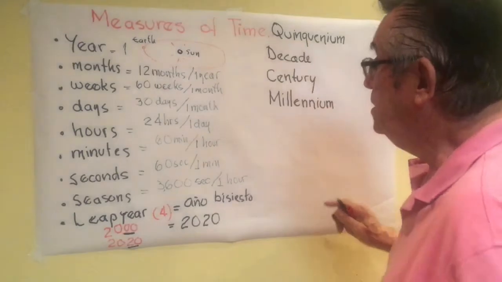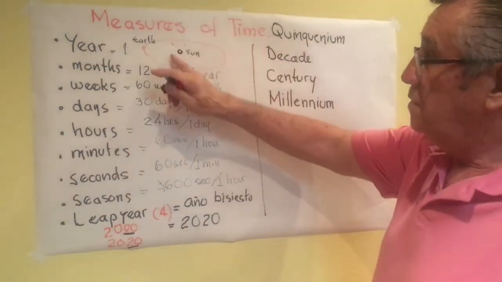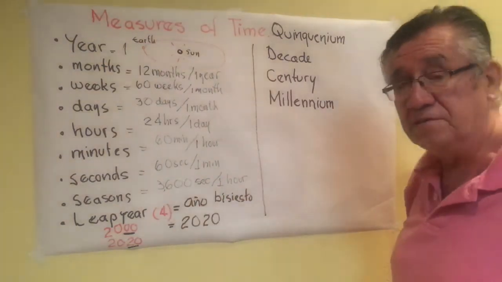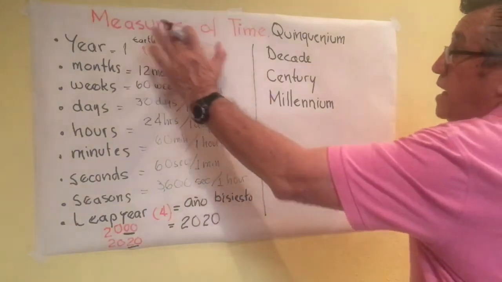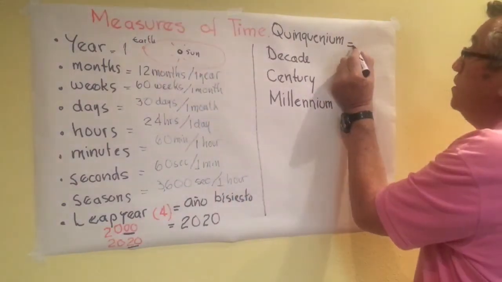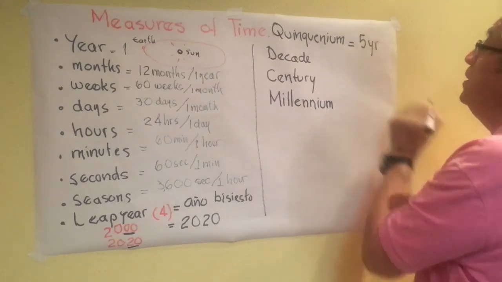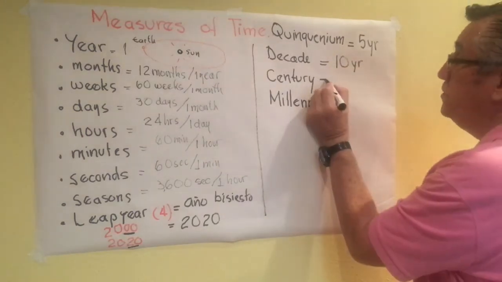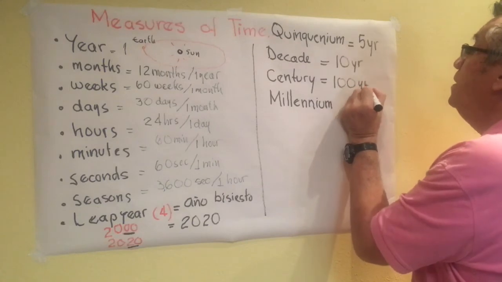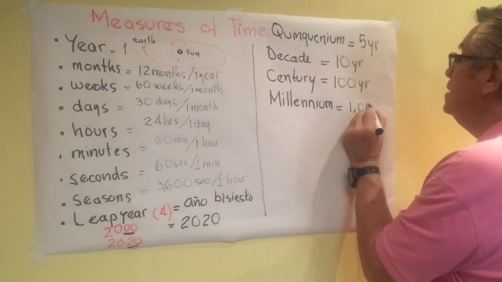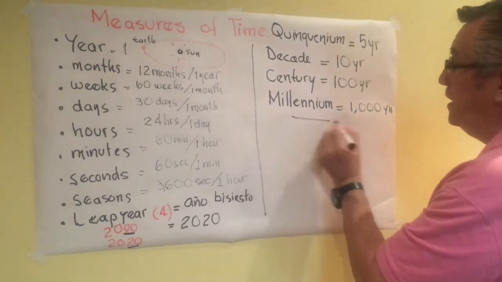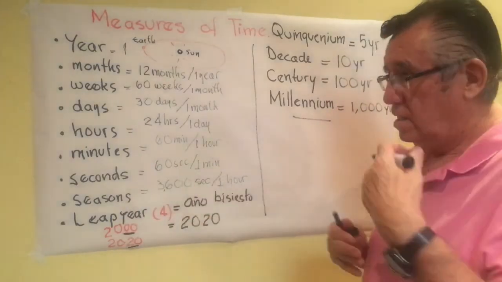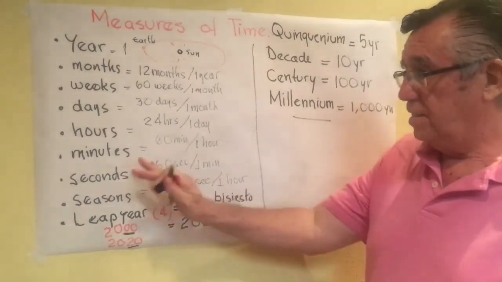Okay? These are the measurements of time for small units. Now we're going to talk about bigger units of time. Quinquennium is called a 5-year period. Decade is a 10-year period. Century is a 100-year period. A millennium is a 1,000-year period. All right? So since we know these units, we can change or calculate any measurements.